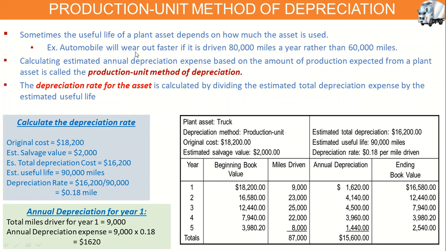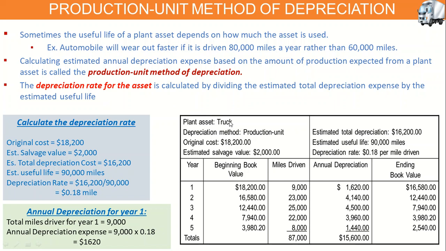For example, an automobile will wear out faster if it is driven 80,000 miles a year rather than 60,000 miles. Calculating estimated annual depreciation expense based on the amount of production expected from a plant asset is called the production unit method of depreciation. The depreciation rate of the asset is calculated by dividing the estimated total depreciation expense by the estimated useful life. So we'll review the example here.